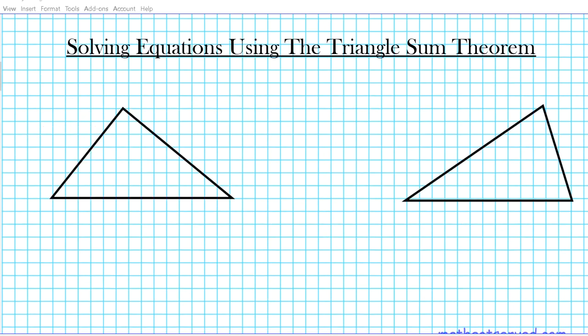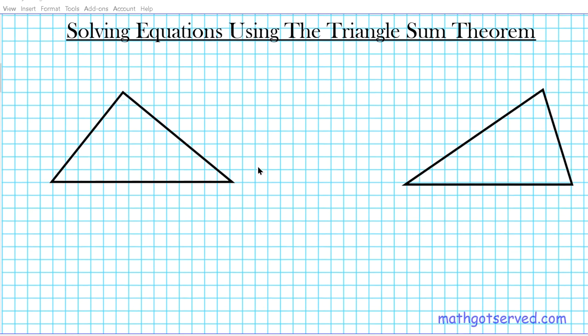The instructions for the problems that we are going to be working on in this tutorial are basically for us to solve for x. For question number 1, let's say we have this triangle right here, and this is 72 degrees. The measure up here is x plus 70, and the measure down here is 48 degrees. Let's go ahead and solve for x.